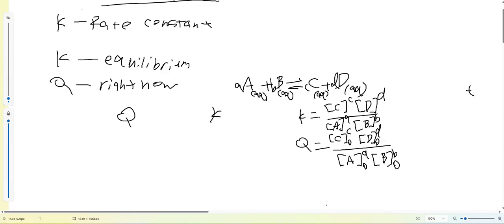So, if Q is greater than K, meaning that C to the C times D to the D over A to the A times B to the B at time t equals 0 is greater than that time where it's equilibrium, then that means that there's too much product. The reaction goes to the left, or towards the reactants.